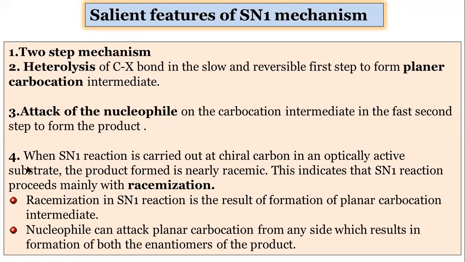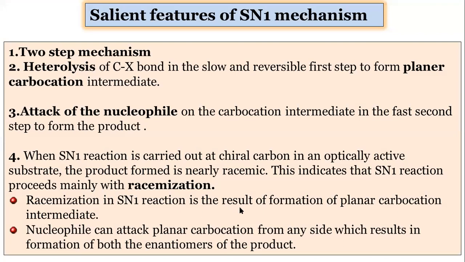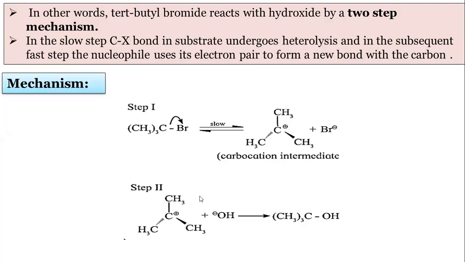Then next, when the SN1 reaction is carried out on a chiral carbon, we have to check it. Attack of the nucleophile takes place from the right-hand side, left-hand side, or from below. If an optically active reactant is used, meaning the carbon atom contains four different groups, and the nucleophile attacks, racemization takes place. Racemization means 50% dextro and 50% levo compound is formed.